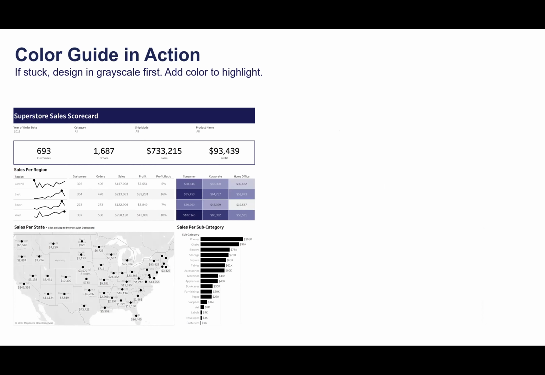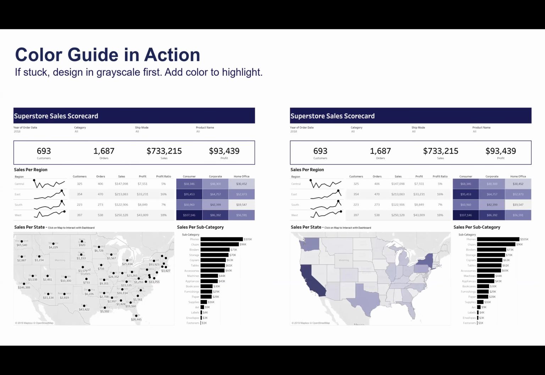So there's where we would add color to that to now highlight that the West consumer region has the highest sales. Next, if we go down to our sales per state, there are a lot of dots there. So we will try to use color to differentiate the sales per state instead of using dots. So here's where I'm adding color to that map, using it strategically to highlight which states have the highest sales. And it's easier to see than placing a bunch of dots on a map.